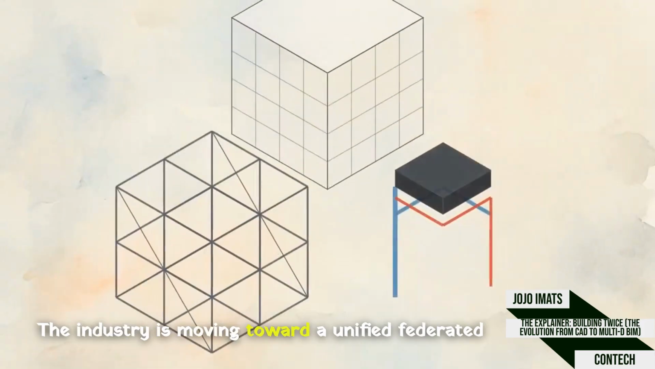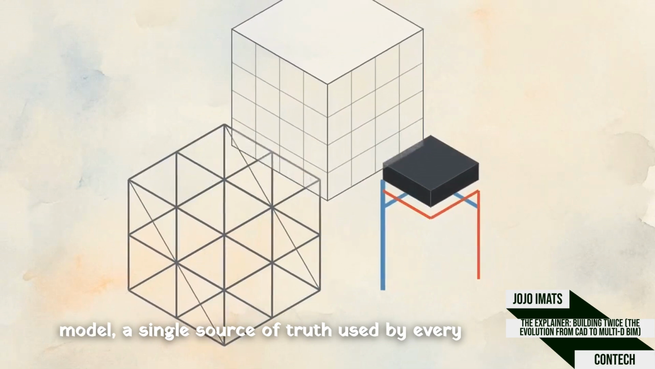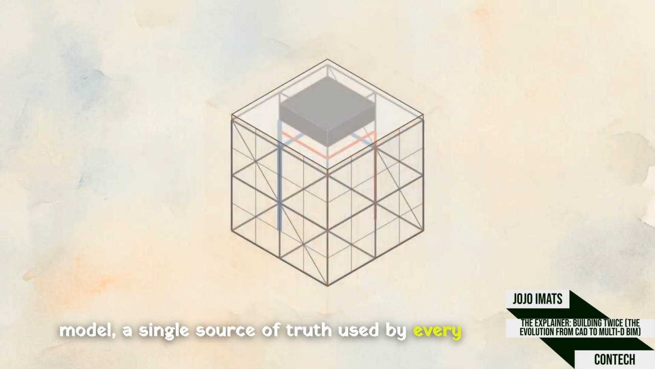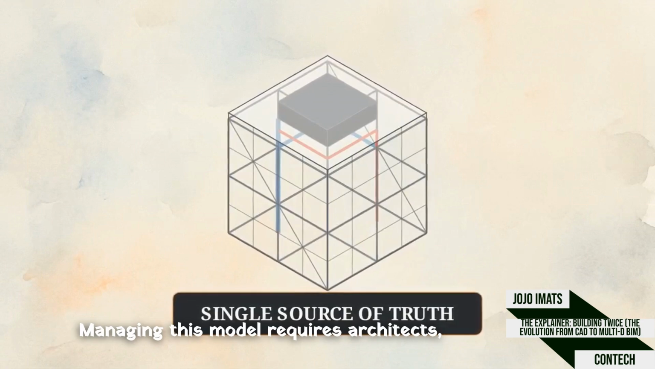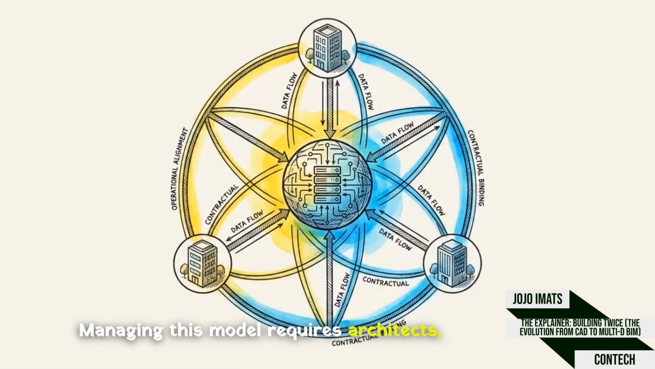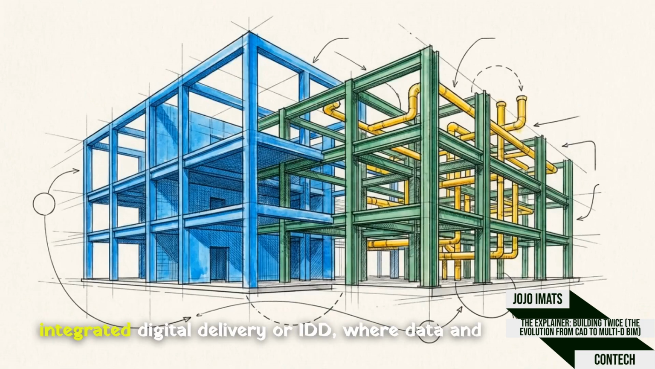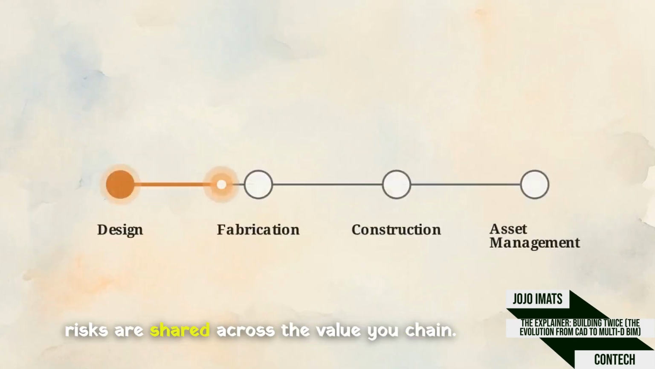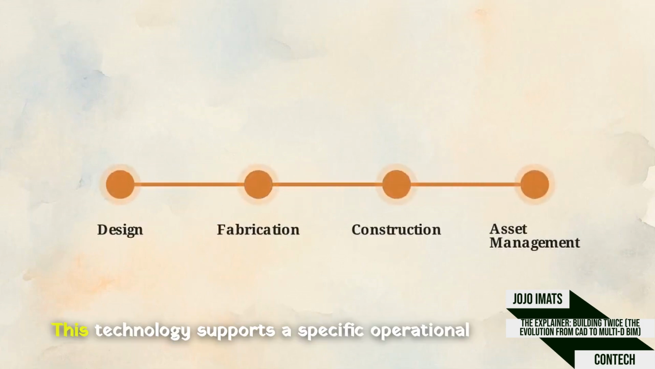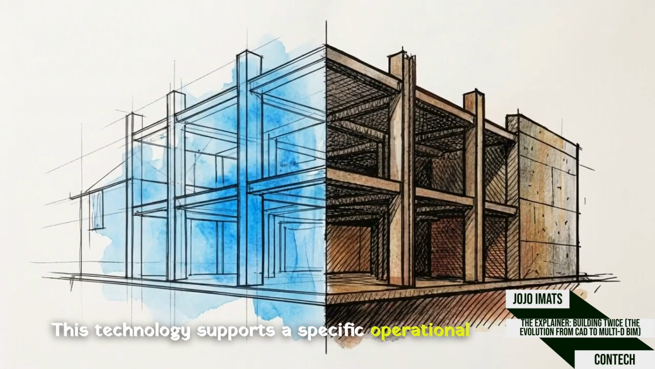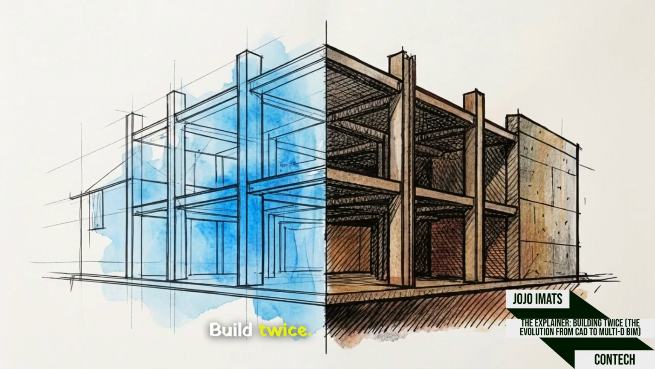The industry is moving toward a unified, federated model, a single source of truth used by every stakeholder on a project. Managing this model requires architects, contractors, and owners to legally align their workflows through a BIM execution plan. This collaborative framework is known as Integrated Digital Delivery, or IDD, where data and risks are shared across the value chain. This technology supports a specific operational philosophy: build twice.